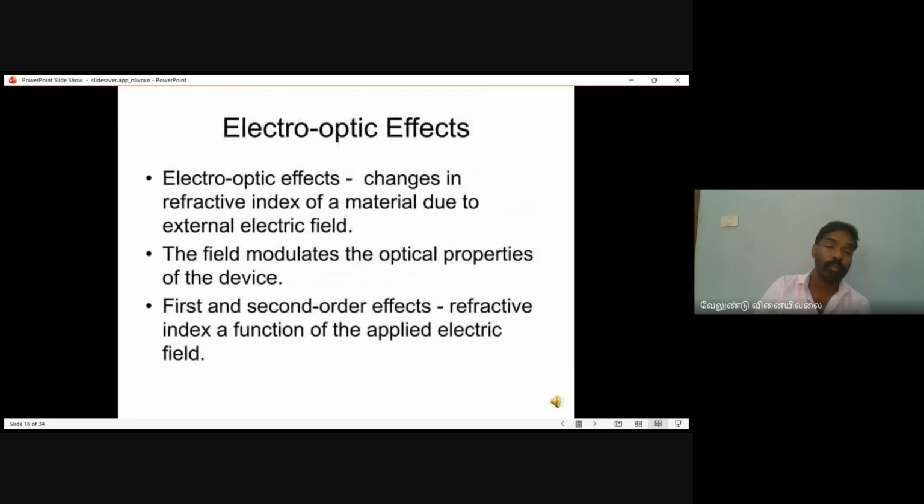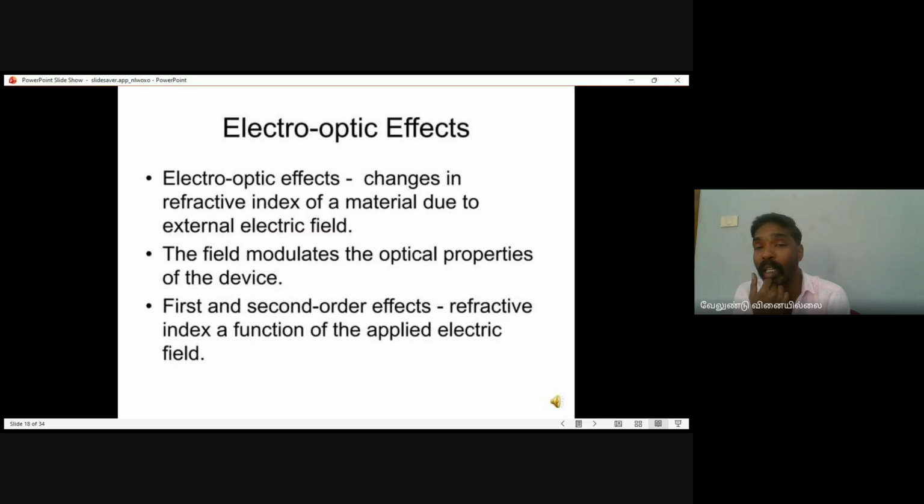These are the problems of the Brillouin scattering technique. Now, electro-optic effects: changes in the refractive index of a material due to an external electric field.